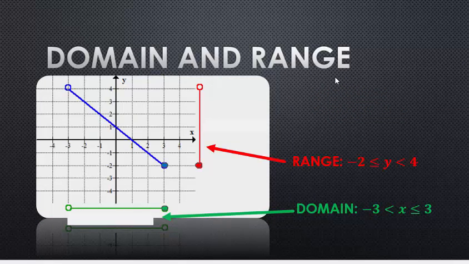As a practical example of domain and range, we can see here that we have our blue line that we want to find the domain and range of. The domain goes from -3 on the far left all the way to +3 on the far right. We write this as -3 is less than x, which is less than or equal to 3. The reason there is a difference between less than and less than or equal to is based on whether the point is included in our graph.